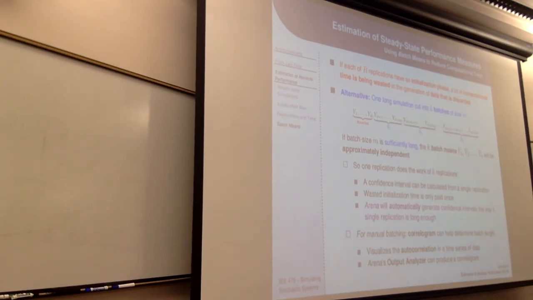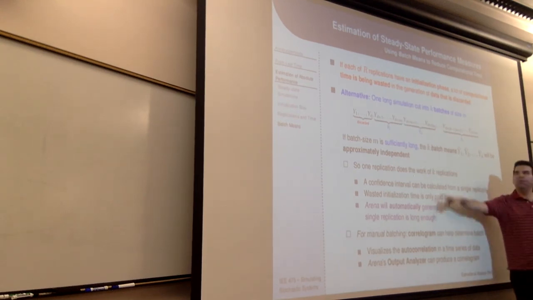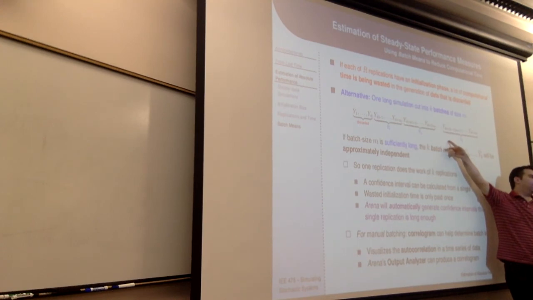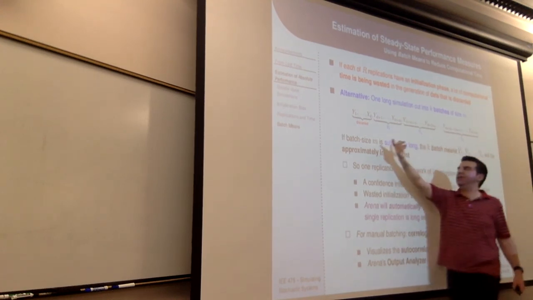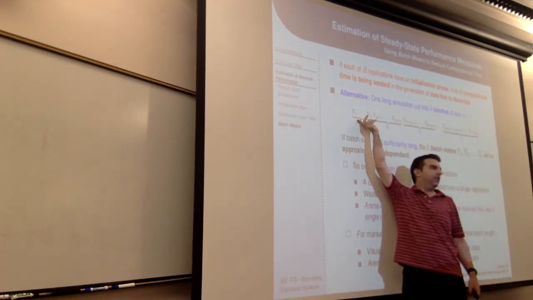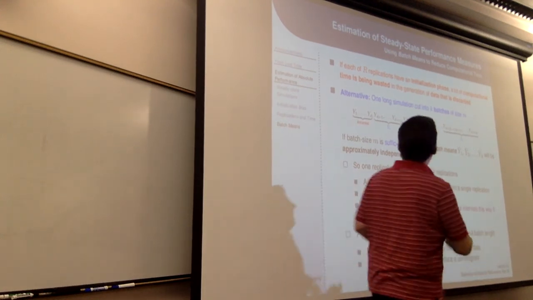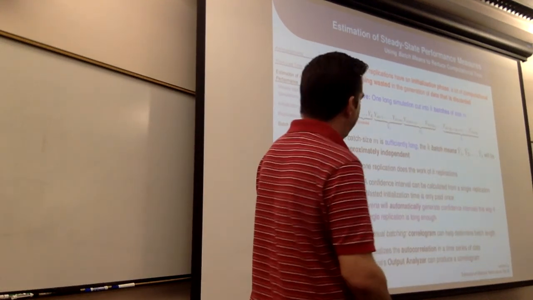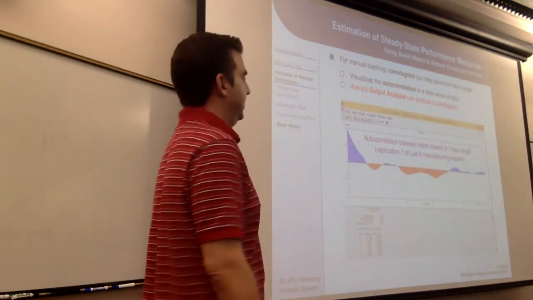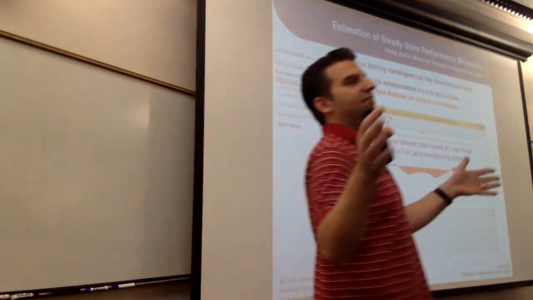So even though there's no such thing as a half width for one replication, if you run the replication long enough, Arena will do this batch means for you, and that way you only have to discard data once. So that's this idea of batch means. Now, if you want to manually generate these batch means, you have to choose the length of these batches.